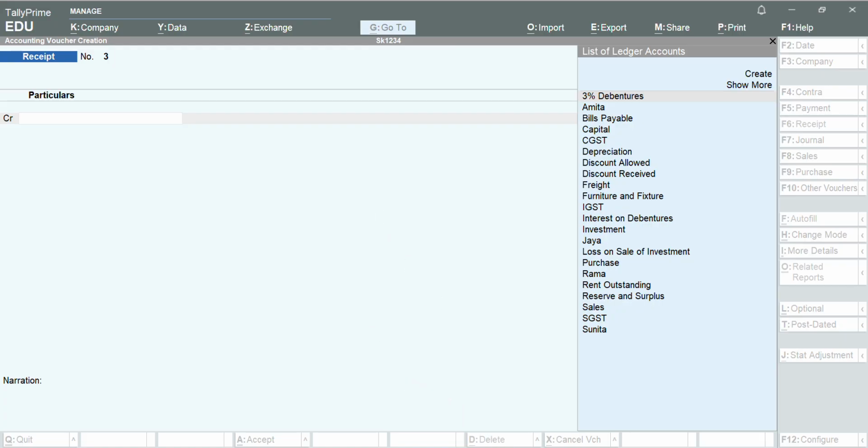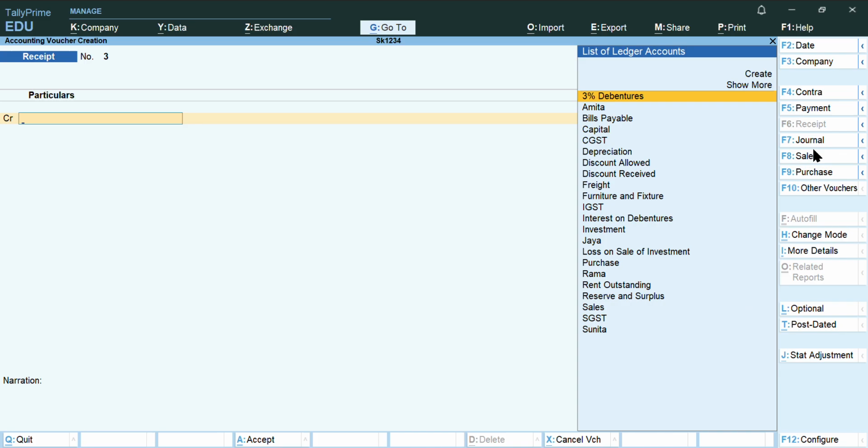So which voucher shall we be using? So since you received the amount, it has to be receipt voucher. Receipt voucher, now what is to be credited? Just remember the entry in your mind.